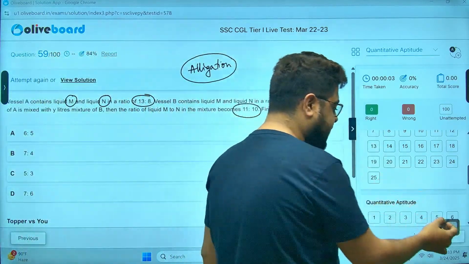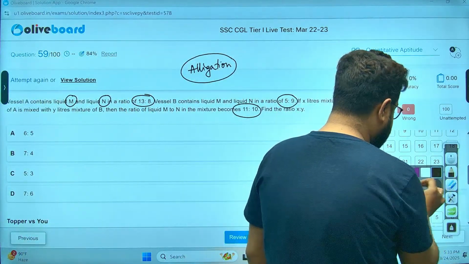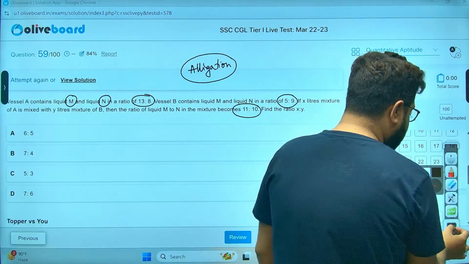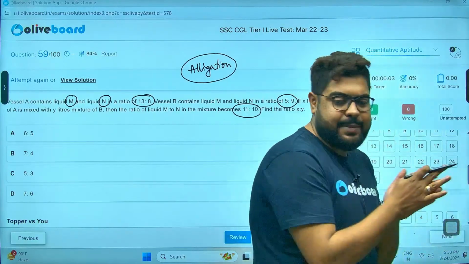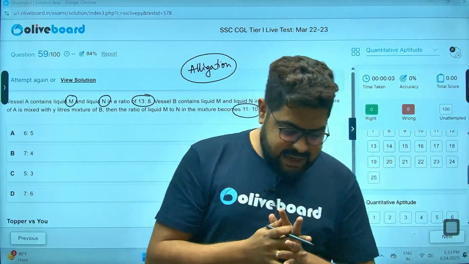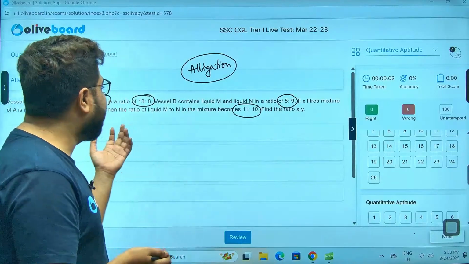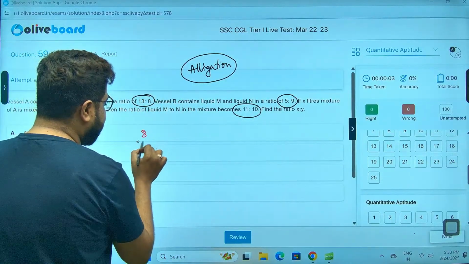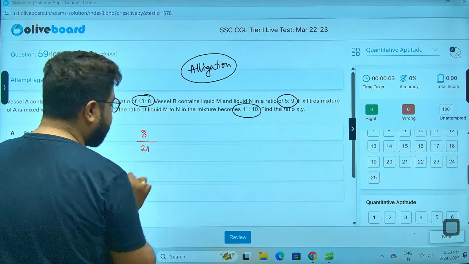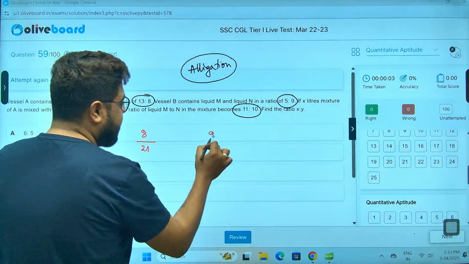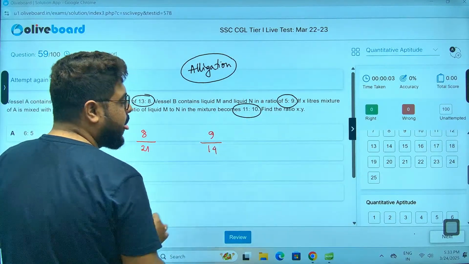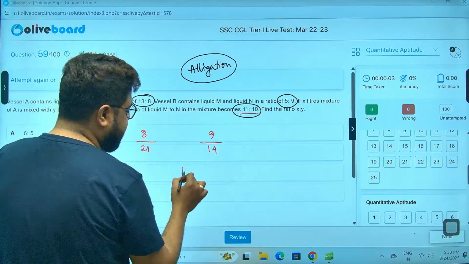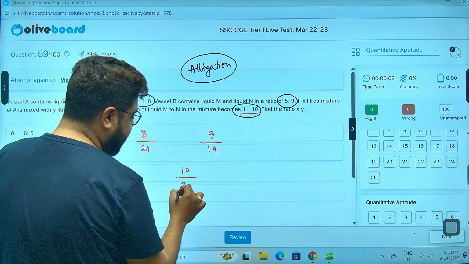You guys tell me, bhai, on which one should we apply it? Please tell me, you want to apply allegation on which variable, M or N? So let's apply it on N. In vessel A, N is 8 out of 13 plus 8, that is 21 parts. In vessel B, 9 out of 9 plus 5, that is 14 parts. And the remaining, it is 10 out of 10 plus 11, that is 21.